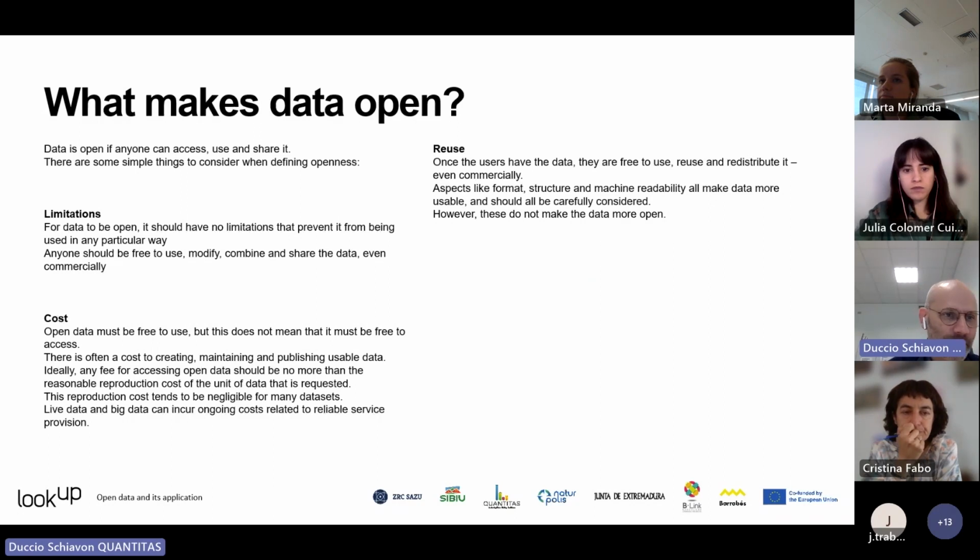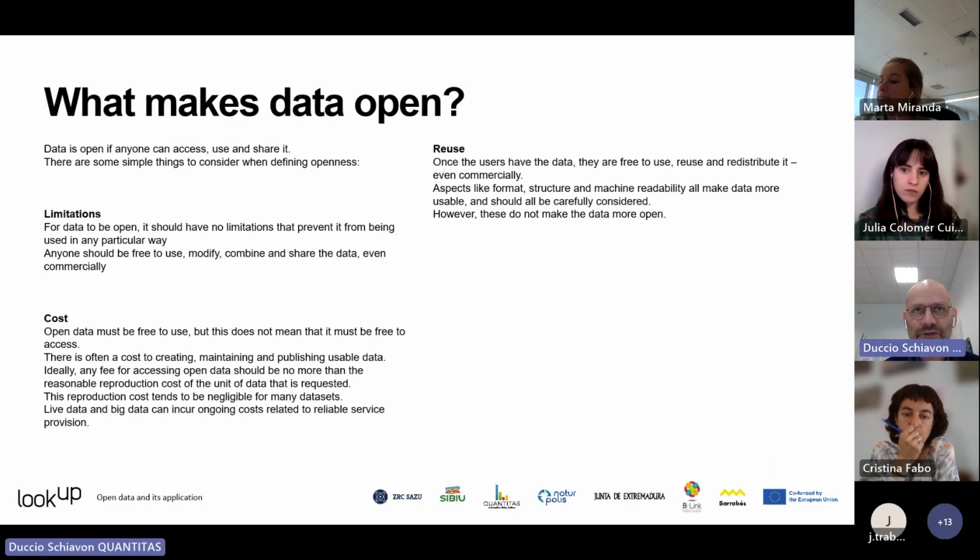What makes data open? Data is open if anyone can access, use, and share it, as we saw before. There are some simple things to consider when defining openness. Limitations: for data to be open, it should have no limitations that prevent it from being used in any particular way. Anyone should be free to use, modify, combine, and share the data, even commercially.